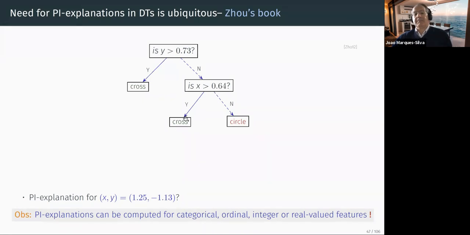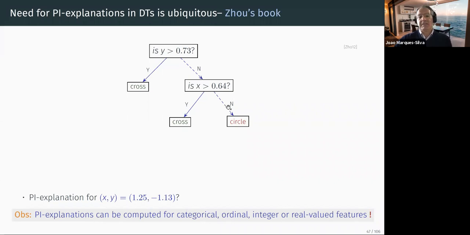Is x greater than 0.64? Yes, so it's cross. And so if I ask you for a PI explanation, anyone, if you are quick enough, what is the PI explanation in this case? Or the question is, do I need the two literals for explaining why I'm going to predict cross? Okay, someone, just why exactly? So someone immediately saw that just why? No, why is not important, actually. I think that's what you were trying to say. Why is not important. Let me, I am not, just x, exactly.